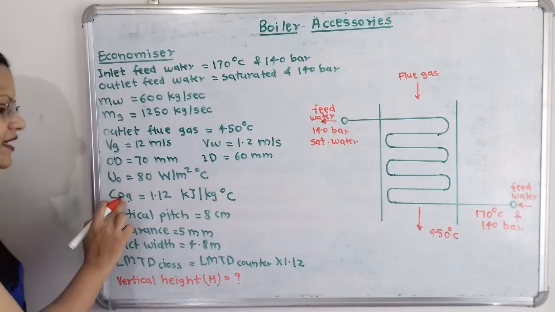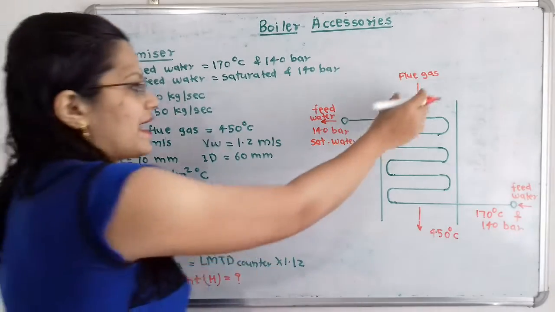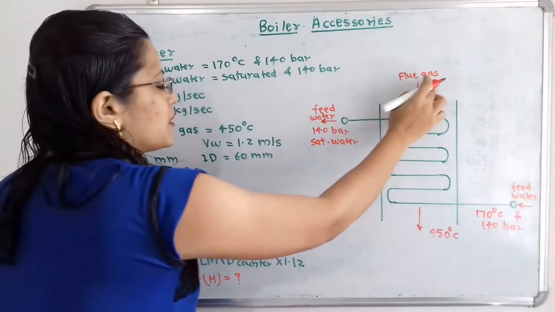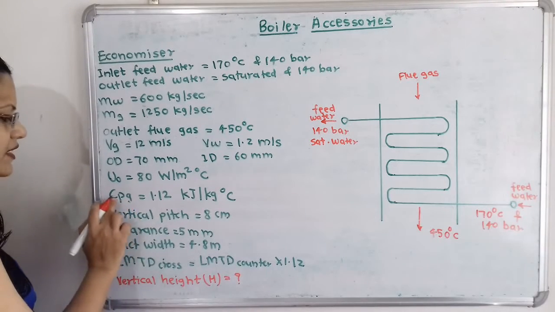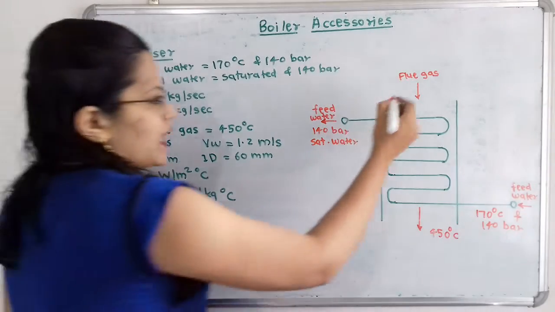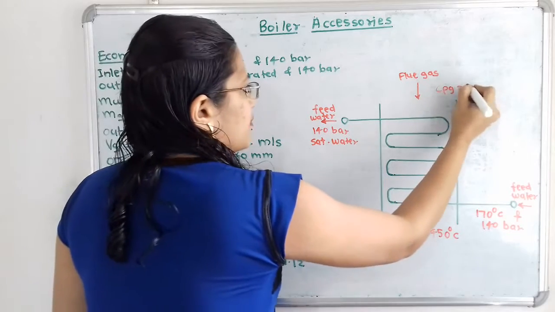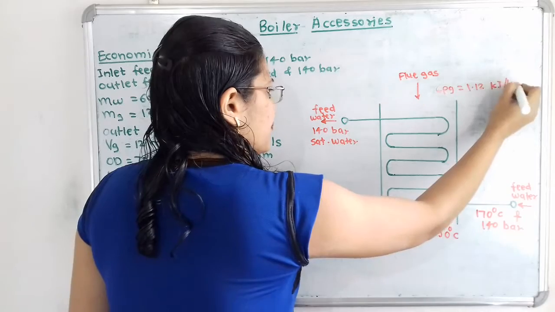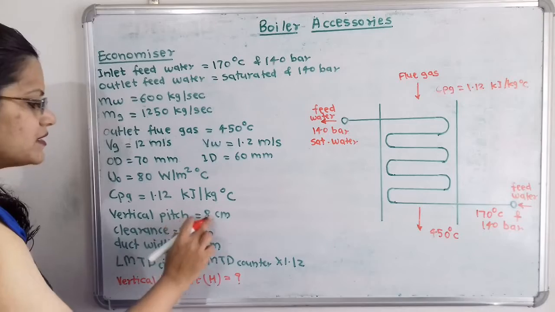Then specific heat of the gases. Here specific heat of flue gas is given. The notation is CPG. For flue gas we will use suffix G, and for water we will use suffix W. Specific heat is given 1.12 kilojoule per kilogram degree Celsius. So I will mention here CPG is equal to 1.12 kilojoule per kilogram degree Celsius because it is given. Then the vertical pitch 8 centimeter.